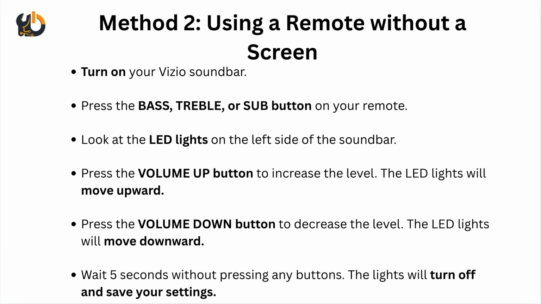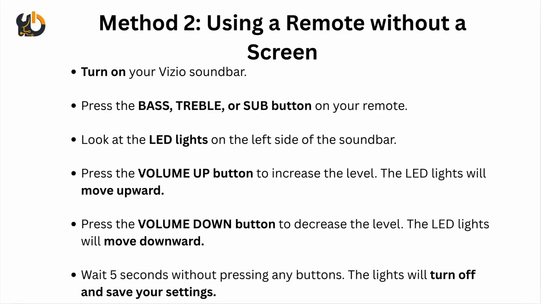Second method is using a remote without a screen. Turn on your Vizio soundbar, press the bass, treble or sub button on your remote. Look at the LED light on the left side of the soundbar. Press the volume up button to increase the level. The LED light will move upward.